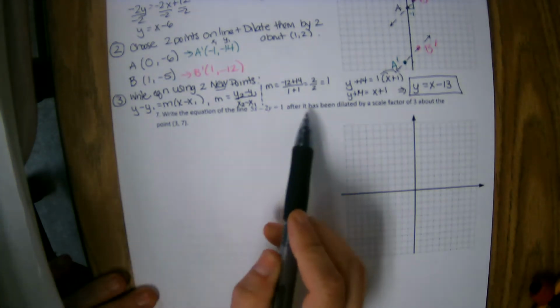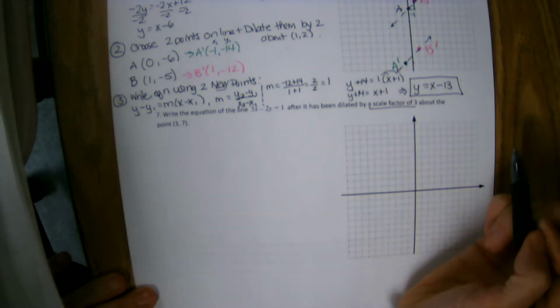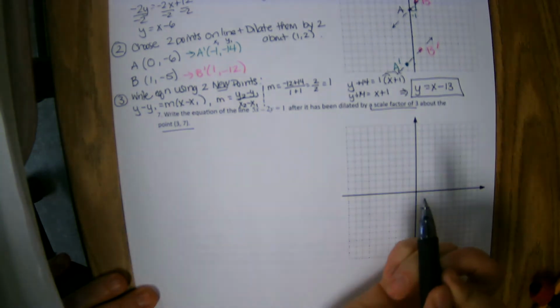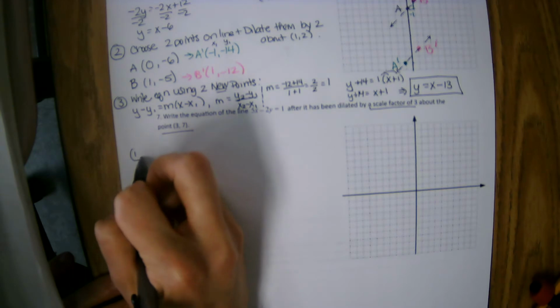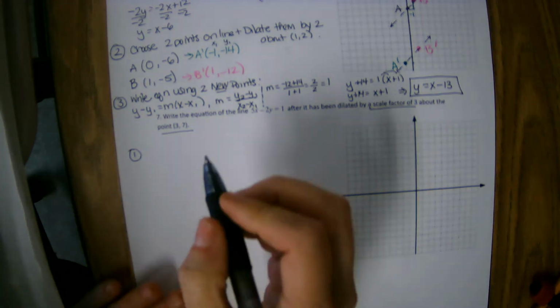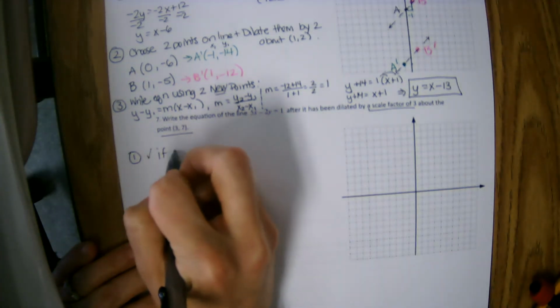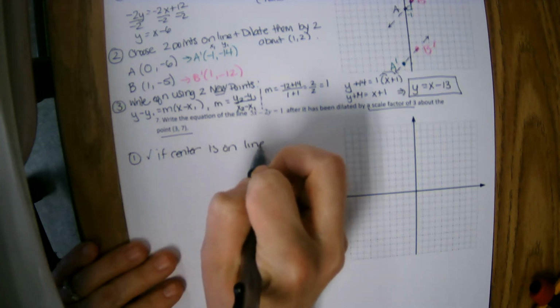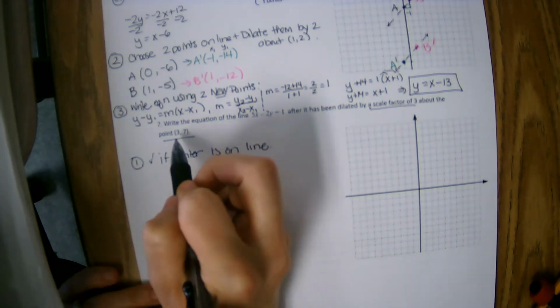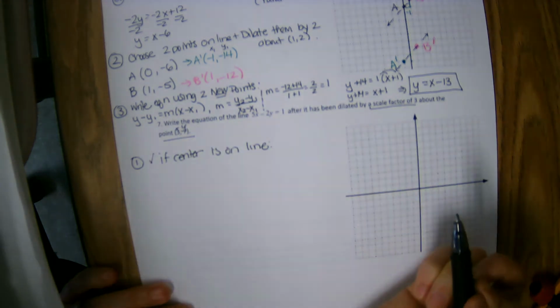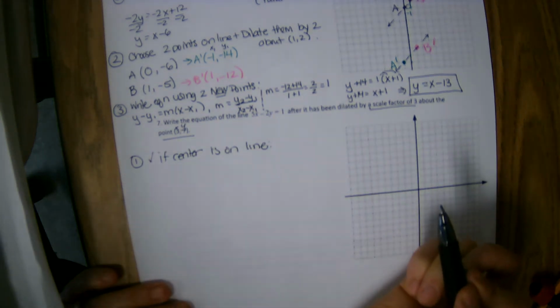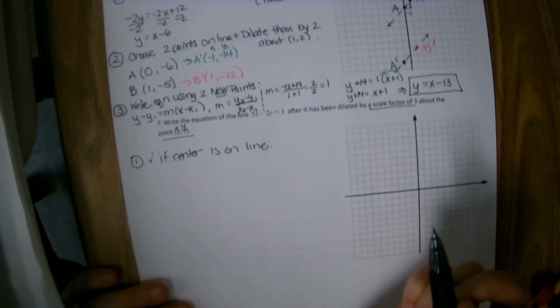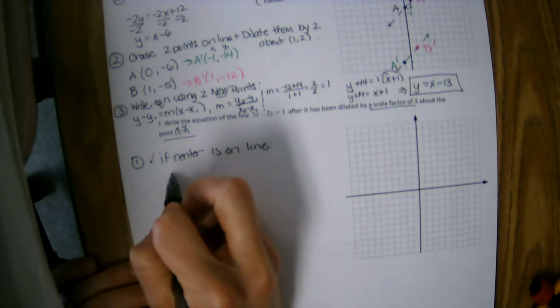All right, for number 7, same idea here. Write the equation of the line after it's been dilated by a scale factor of 3 about the point (3, 7). So our first step is going to be to check if the center is on the line. So again, you can do this using substitution with x and y, or in your calculator, or a good idea is to check it in your calculator so you can do both. Pause your video, do that right now.